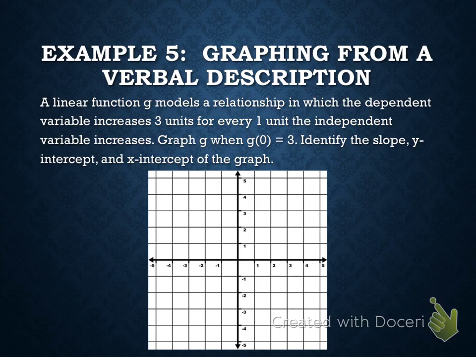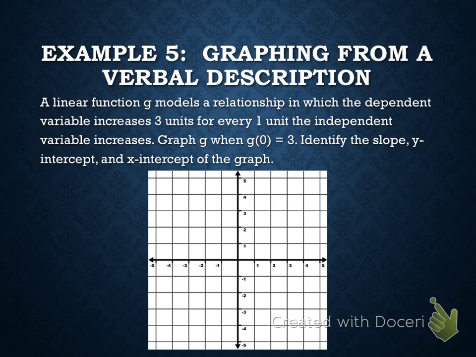Now let's look here at example 5. Example 5 is asking us graphing from a verbal description. A linear function g models a relationship in which the dependent variable, remember what the dependent variable is, increases 3 units for every 1 unit the independent variable increases. Graph g when g of 0 equals 3. Identify the slope, y-intercept, and x-intercept of the graph.